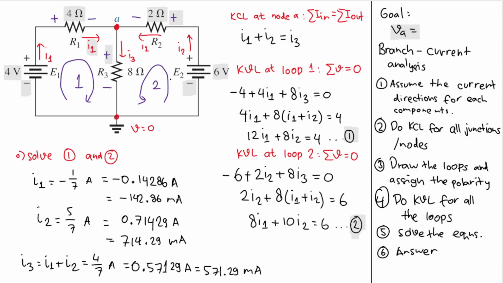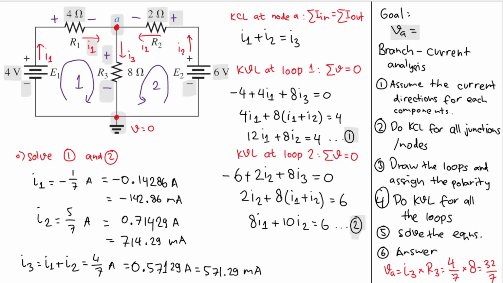What is VA? VA is I3 multiplied by R3, right? Because VA here is the difference between this node and the ground, but that is equal to the voltage across this 8 ohm resistor. So we will have VA equal to I3 multiplied by R3. But what is I3? I3 is 4 over 7. Then R3 is 8, so I'll multiply this by 8, and I'll have 32 over 7.